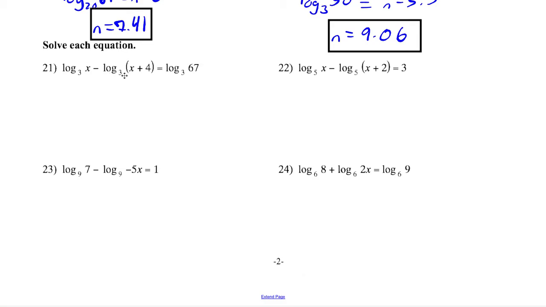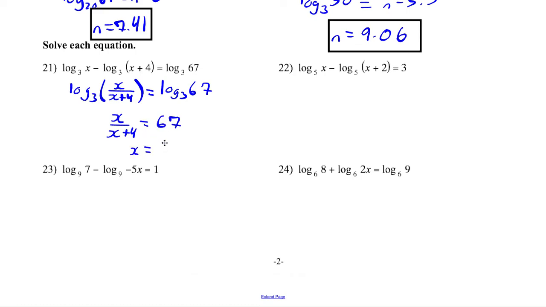So we want to solve these equations, so we have to use a little bit of our properties here. So here, I'm going to use my quotient property, so I get log base 3 of x over x plus 4 is equal to log base 3 of 67. Well, wait, the log bases are the same, so that means that x divided by x plus 4 is equal to 67. I can multiply both sides by x plus 4, so I get x is equal to 67x plus whatever 67 times 4 is. 67 times 4 is 268. I really ran out of room on this one.